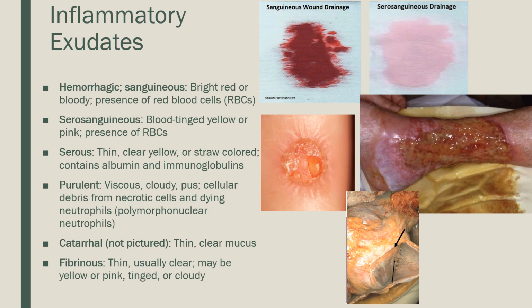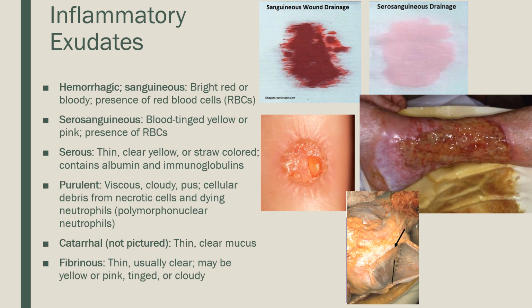Serous is thin, clear, yellow or straw colored and contains albumin and immunoglobulins. This occurs in early stages of most inflammations, common with blisters, joint effusion, and rheumatoid arthritis. It is expected for up to 1 week after trauma or injury. A sudden increase may indicate a draining serum, which is a seroma, a pocket of serum within tissue or organ.